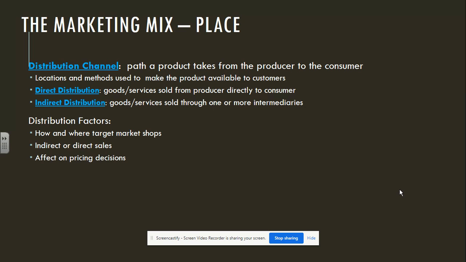Indirect distribution is when it goes through an intermediary or a third party company, similar to a retail store. Dick's does not manufacture their clothing, their Nike clothing, but they sell Nike clothing. So they are an indirect distributor for Nike.